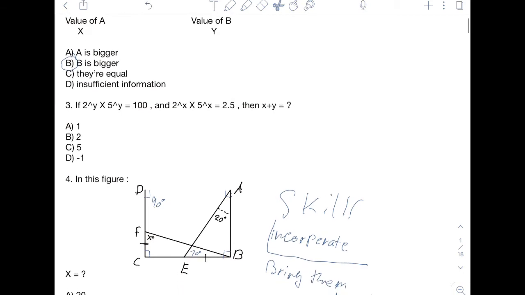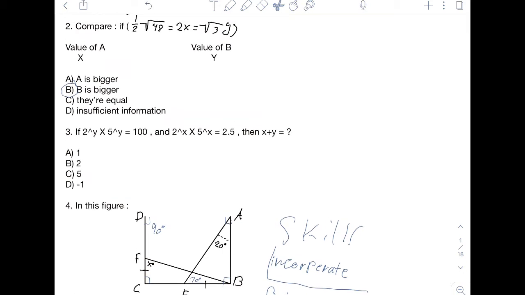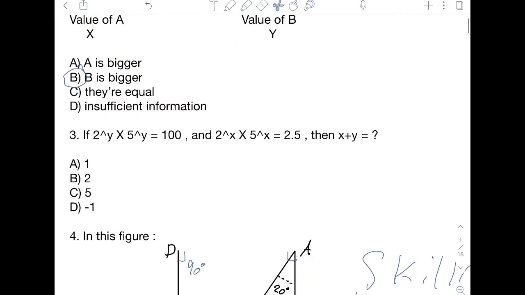All right, now we have question number 3, which asks: if 2 to the power of y multiplied by 5 to the power of y gives us 100, and 2 to the power of x multiplied by 5 to the power of negative x equals 2.5, then what is x plus y? Okay, well then let's start by taking it apart.